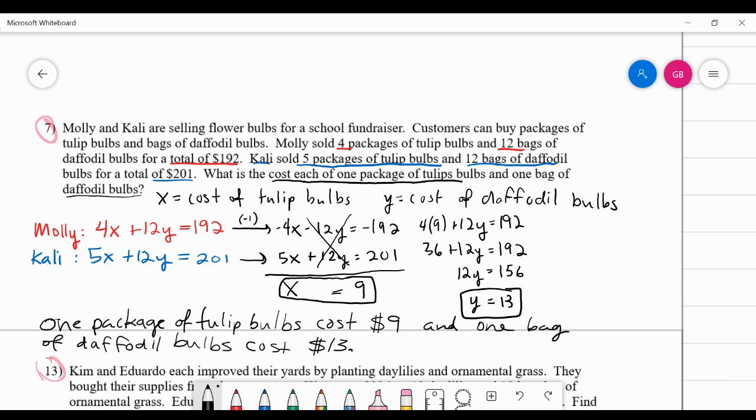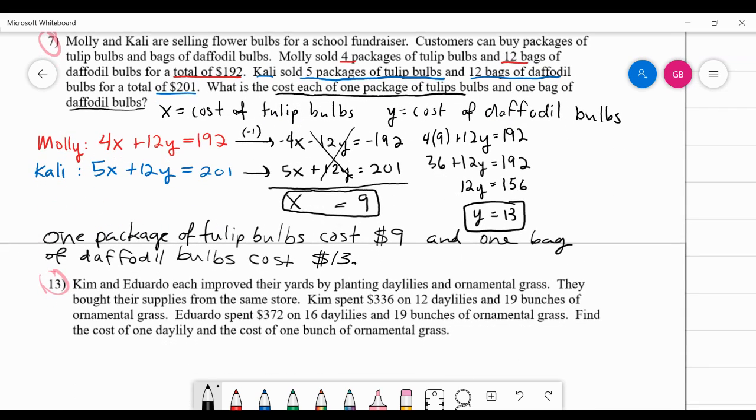Alrighty. So the rest of the examples are going to be similar to this one. If you think you're ready to start your assignment, go ahead. If you want to see more examples, then just continue watching the video. So I'm going to do number 13 now.